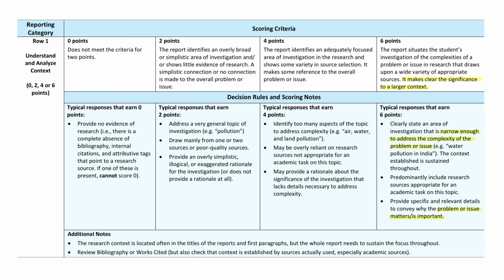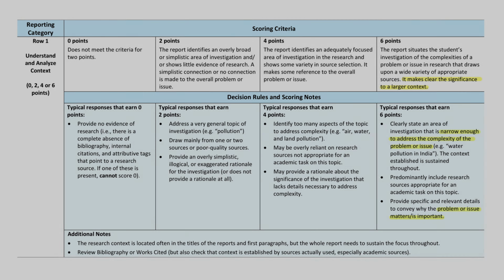Lastly, let's take a look at the IRR rubric to see how you can earn the most points. The first category is understand and analyze context. To earn the full 6 points, your paper must have a complex issue and must have actual significance. This should be clear to readers, so make sure to explain why your topic is important.